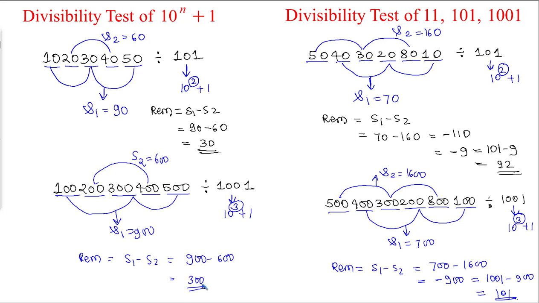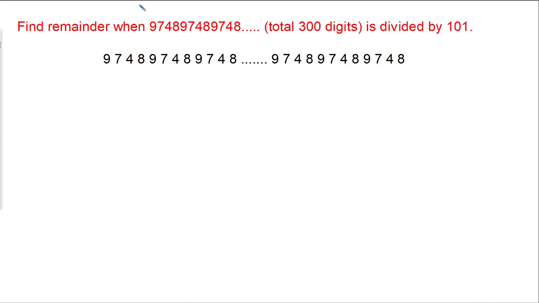So now let's have a look at a question. The question is, find the remainder when 9748, 9748 and so on, total 300 digits, is divided by 1001. Sorry, this number is divided by 101. Okay, so 101 is what? Tell me. 10 to the power 2 plus 1. Over here the value of n is 2. So from the right hand side we are supposed to make groups of 2 digits each like this.